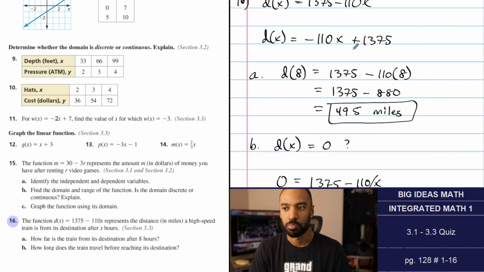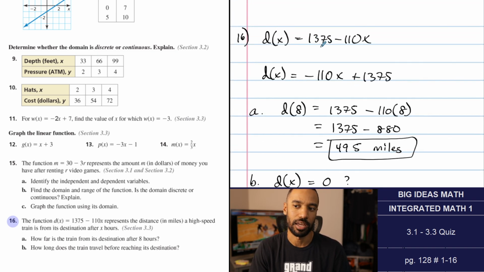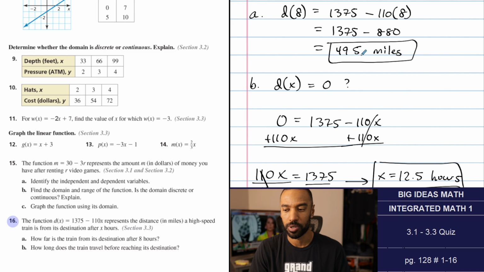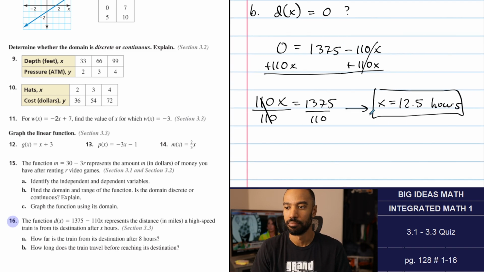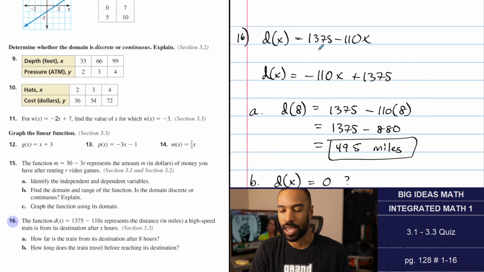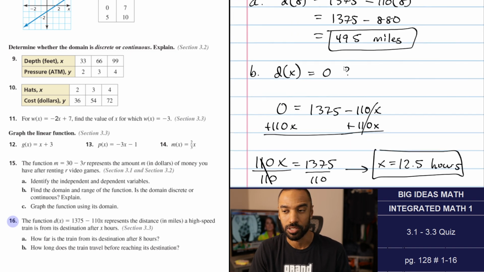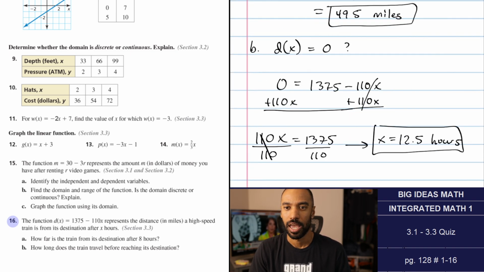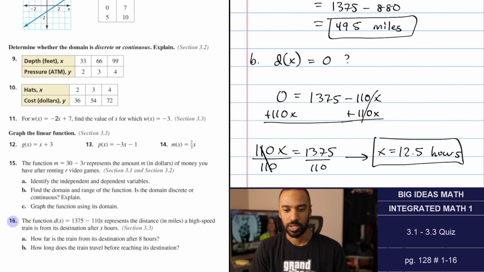Now, what this problem is actually stating as a whole is that we began 1,375 miles away from our destination, and our train, it's a high-speed train, guys, is traveling 110 miles per hour. Pretty fast, but it's still going to take 12.5 hours to get there. That's over a third of the way across the United States from east to west, if you did that. All right, guys, that is the last question, and that'll do it for this one.